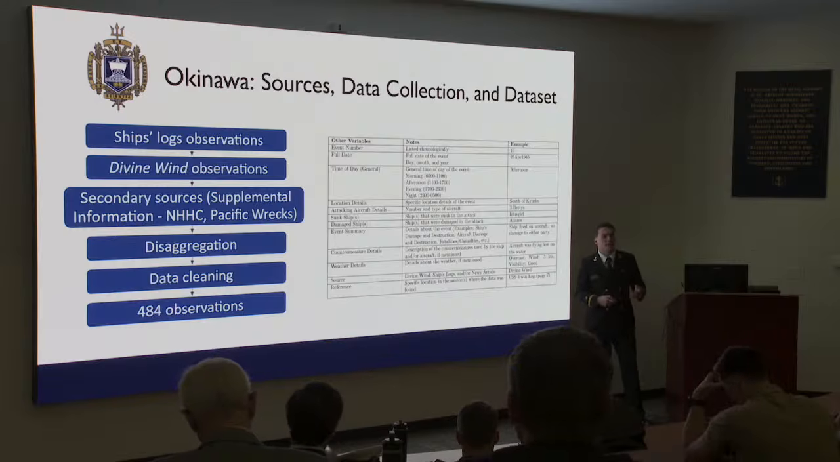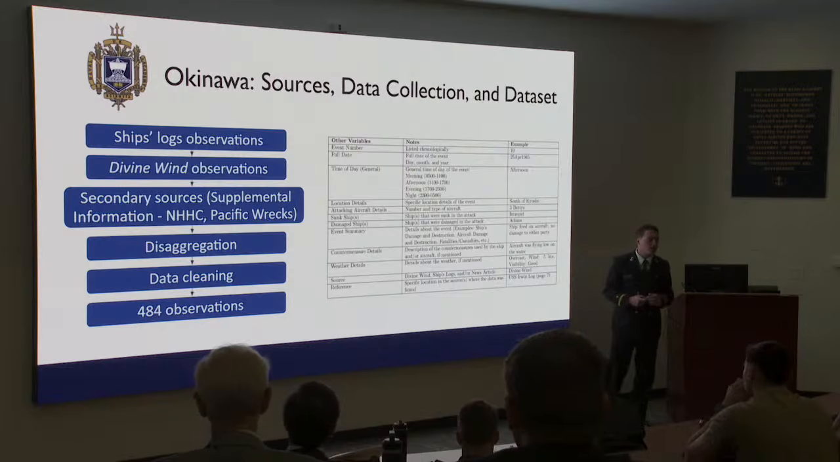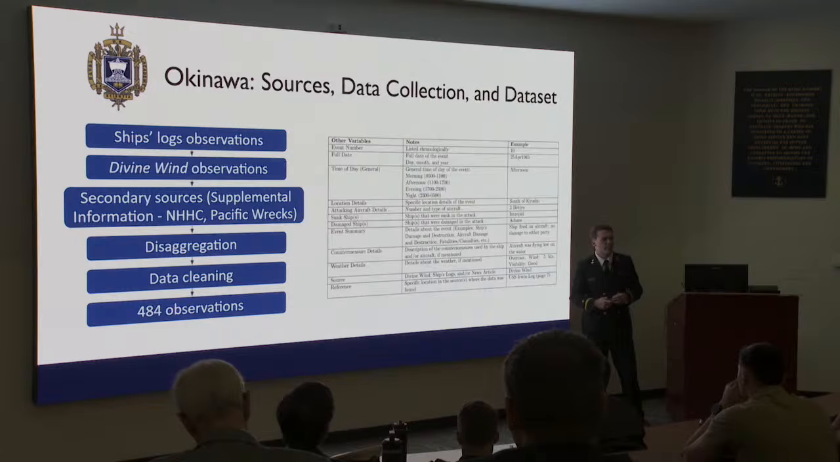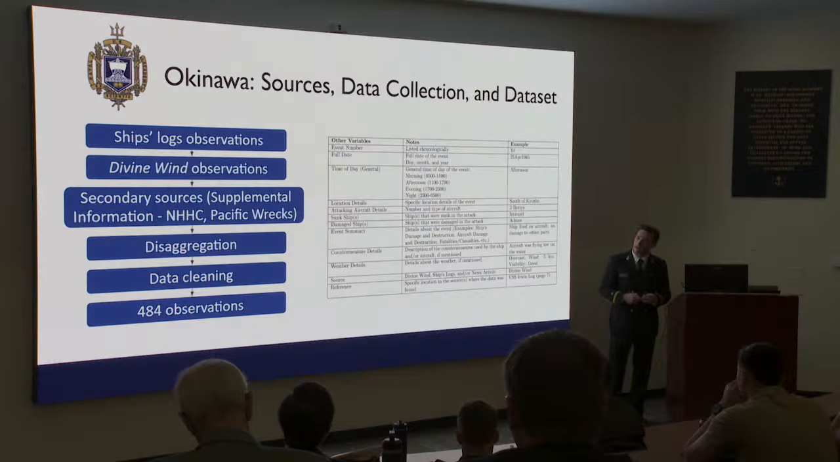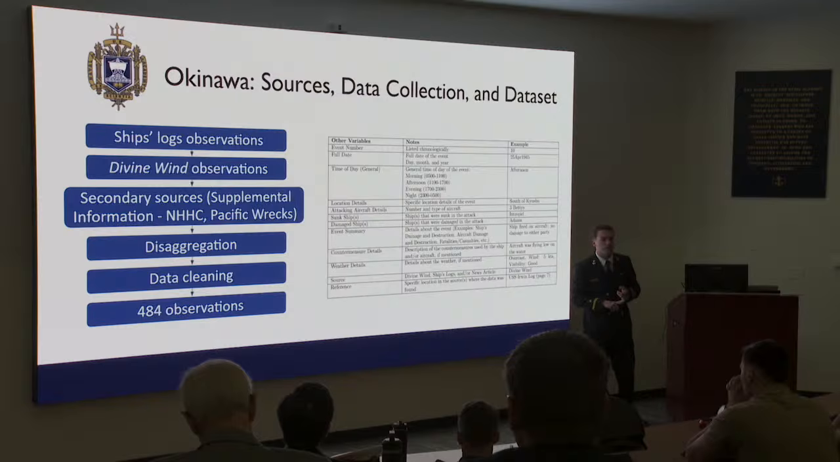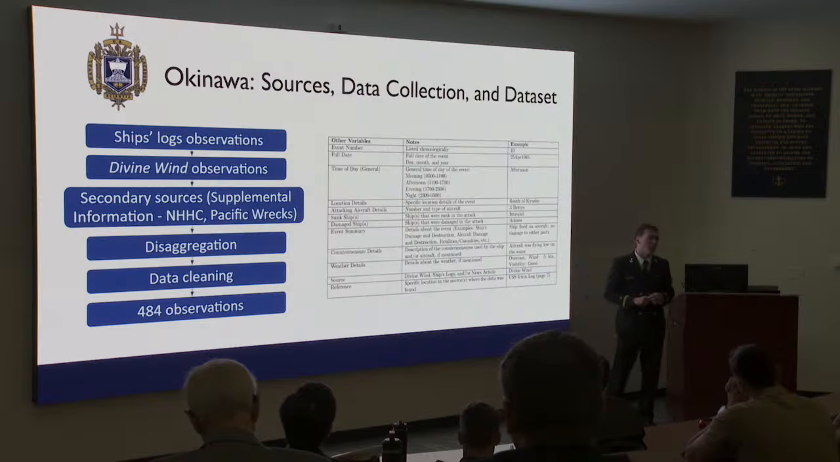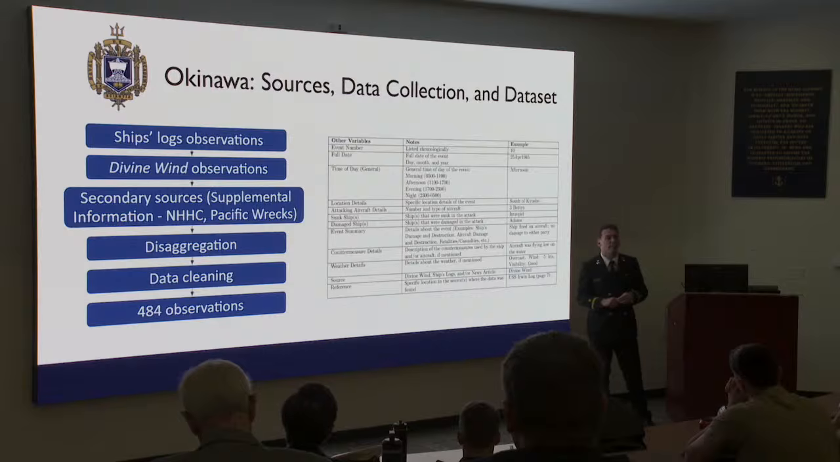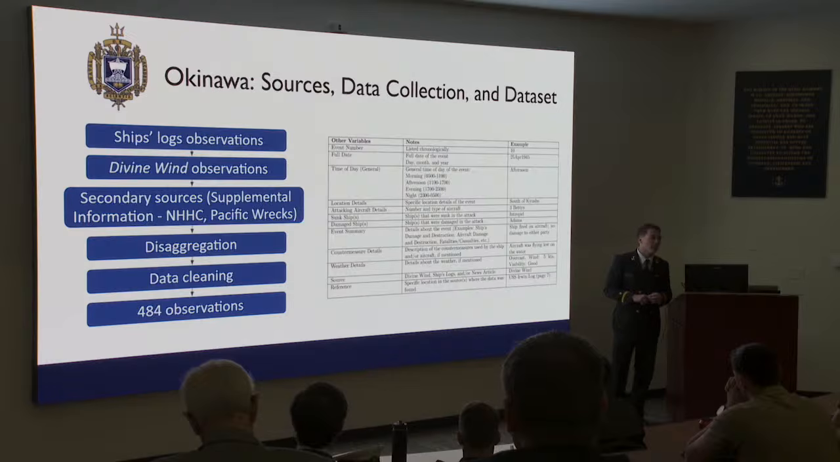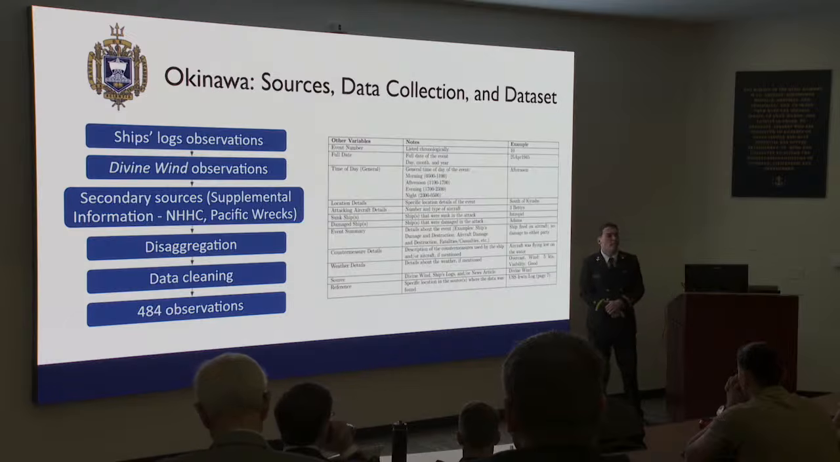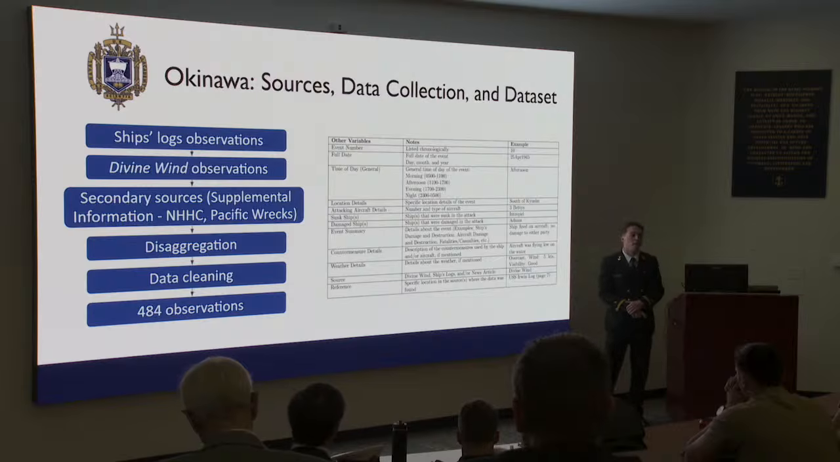After this, I turned to The Divine Wind, which has an appendix with a little more than 100 kamikaze attack attempts during the Battle of Okinawa. However, it does focus more on successes, and it has fewer observations than what I was looking for, but I pulled some observations from there. After that, I turned to other secondary sources to gather both new observations and supplemental information for the observations that I already had. Some examples of these secondary sources included the Naval History and Heritage Command and Pacific Wrecks. After this, I disaggregated the data, cleaned it, and ended with 484 kamikaze attack attempt observations.